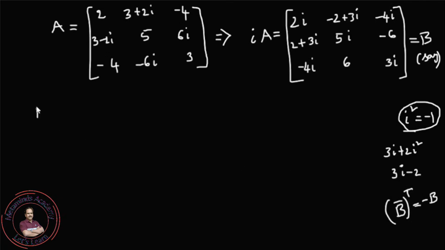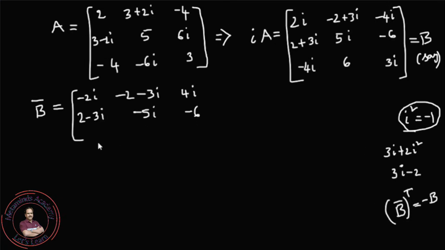Now let us consider B bar. Find out B bar first. What is B bar? Taking the conjugate of each and every element in B, replacing i by minus i, we get minus 2i, minus 2 minus 3i, 4i, 2 minus 3i, minus 5i, minus 6, 4i. We are replacing i by minus i. 6 minus 3i. So this is the complex conjugate of B.